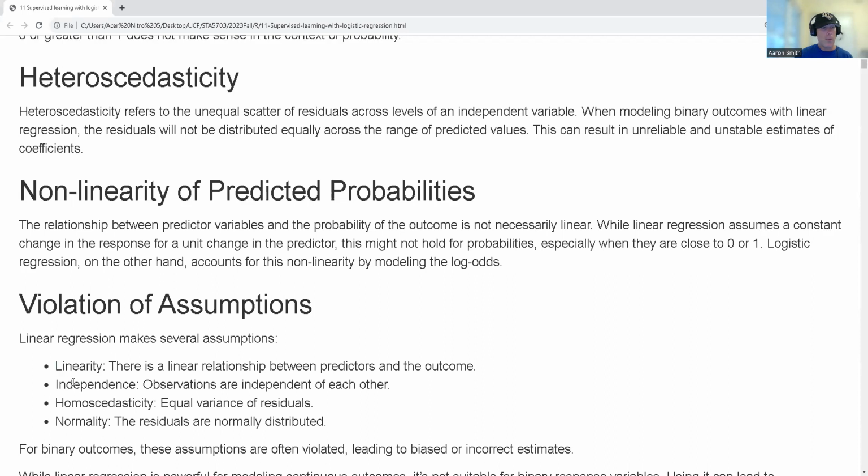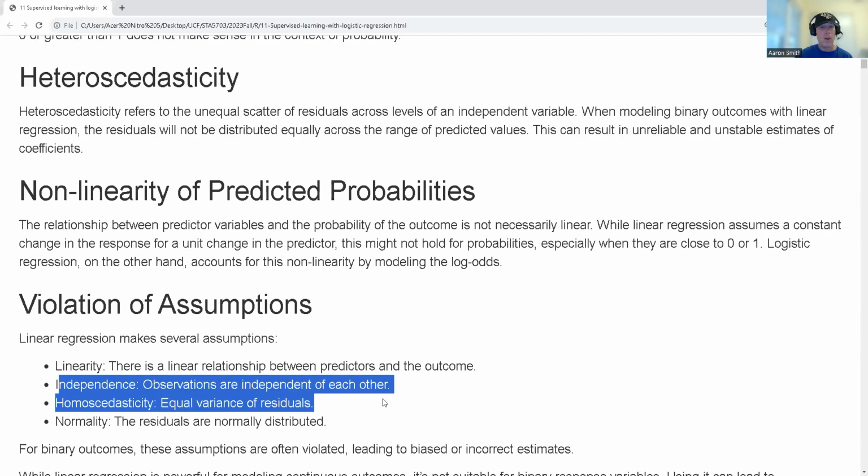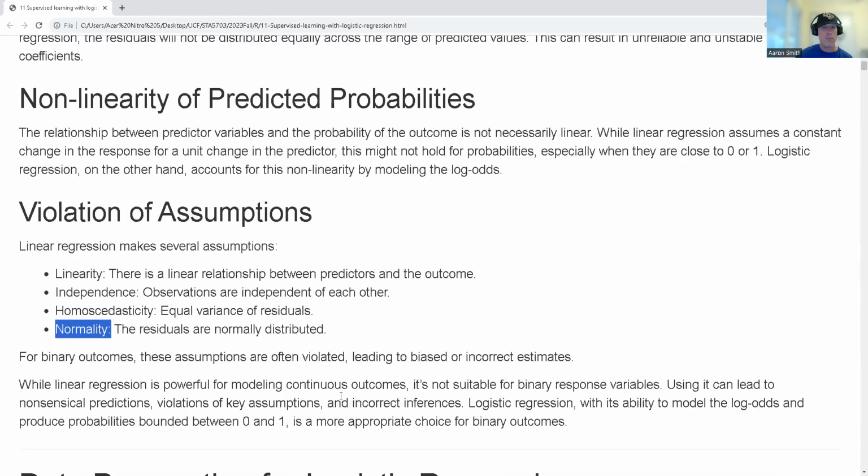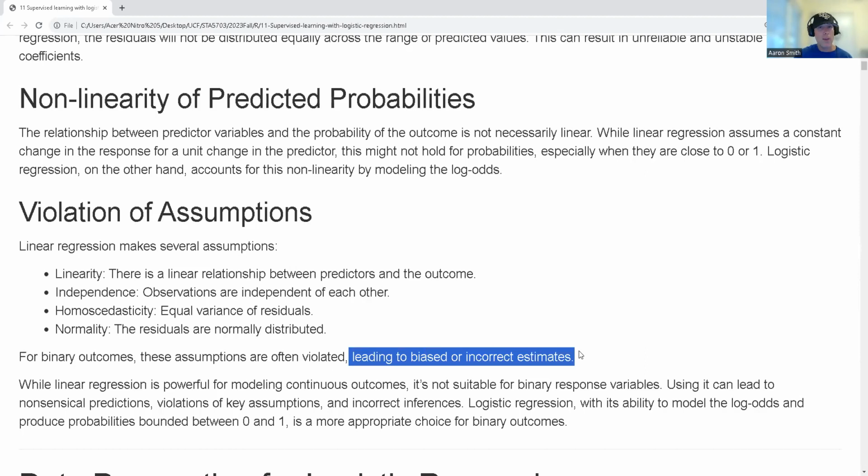Now, in all of these, we need independence and homoscedasticity for what we're working on. So these two are necessary either way, for logistic regression or linear regression. But normality of residuals is not actually assumed. Logistic regression is more flexible on this one. And so if I tried to shoehorn a linear regression model to perform for logistic regression, more than likely we're going to end up having biased and incorrect estimates. And so I really don't want to even try this.